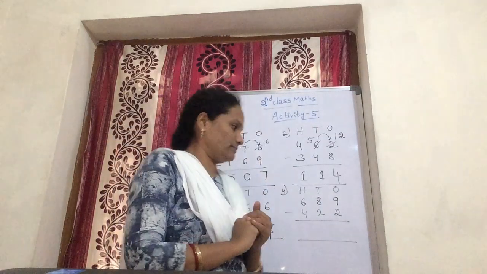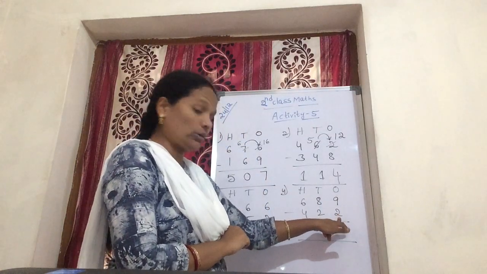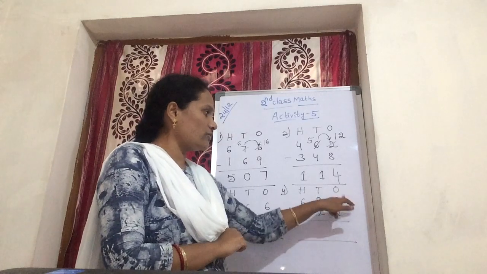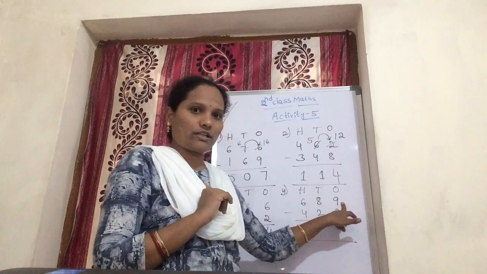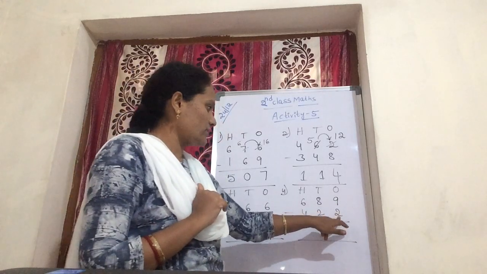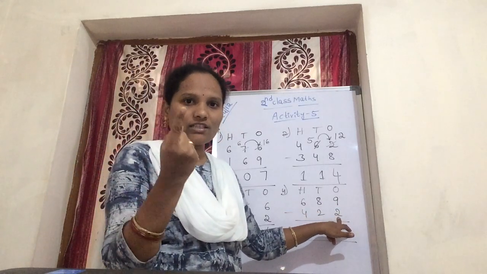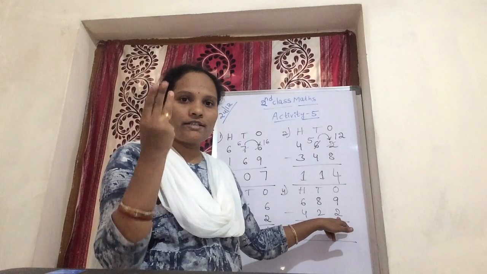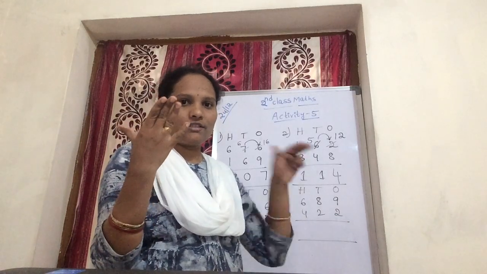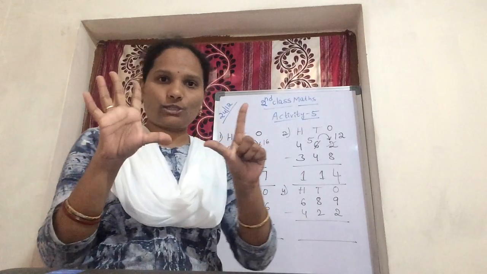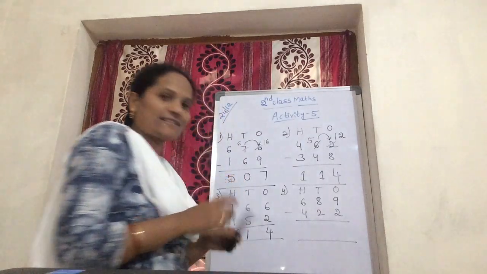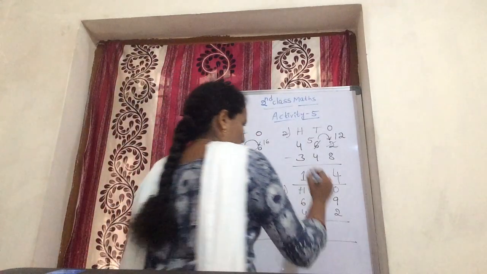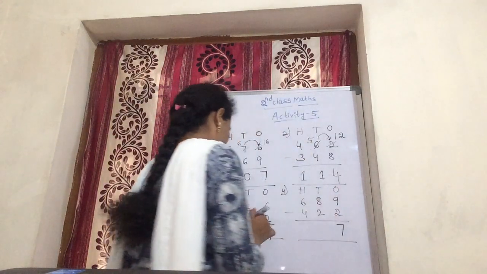Now next method. You are counting after 2, after the second number up to the first number. Count it. After 2 comes 3, 4, 5, 6, 7 and 8 and 9. Okay. How many do you get? 7. So what is your answer, Amma? 7. You should write it in the ones place.